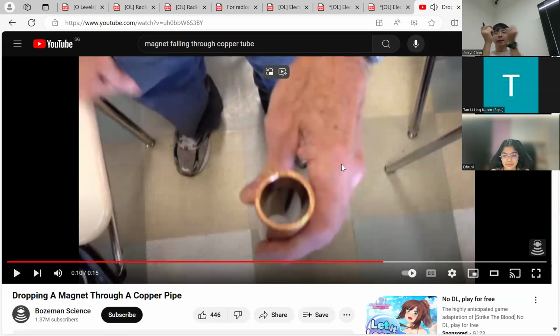So the magnet fell slower inside. The whole idea behind it is actually Lenz's law. Why does it occur? Because the magnetic field produced around the magnet, or rather in this case the copper tube, is going to oppose the magnet. So the magnet is going to fall slowly through it. The idea to this is pretty similar.